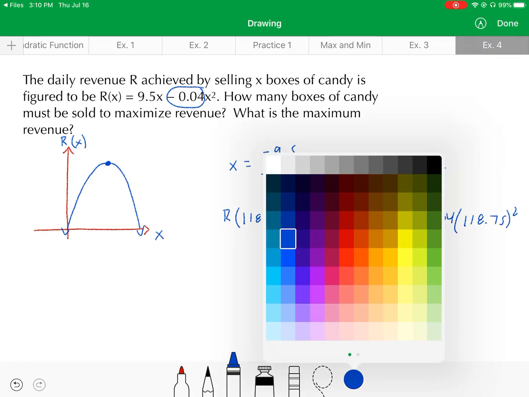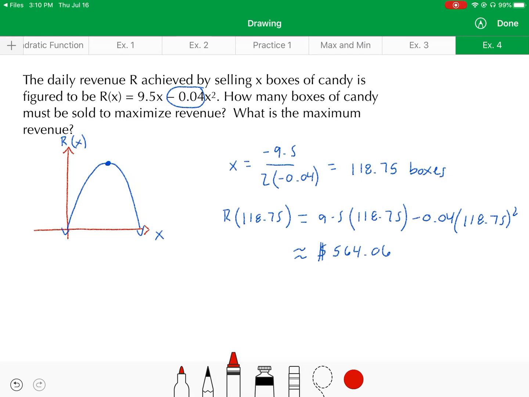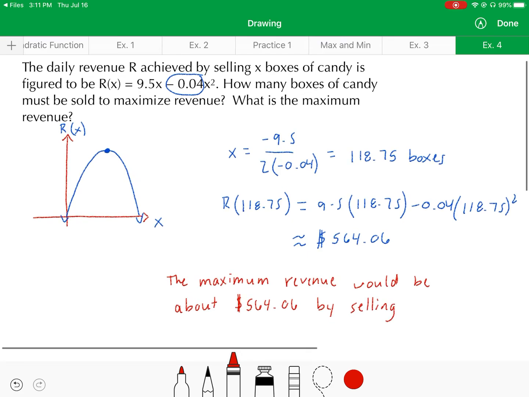All right, so we're going to write a sentence here to formulate our answer. We're going to say the maximum revenue would be about $564.06 by selling 118 boxes of candy.